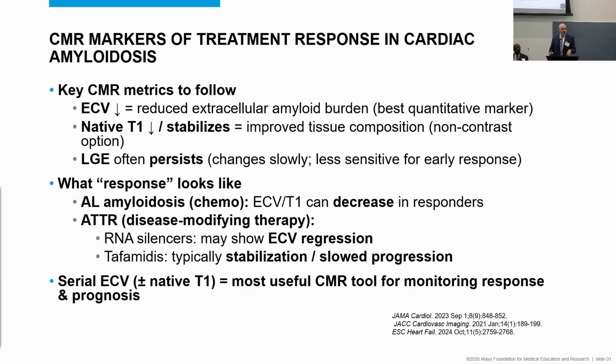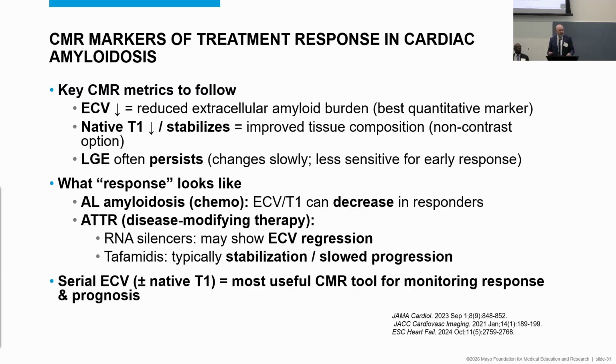So these are key metrics to follow when we're looking at individuals as a response to therapy, and this is a very hot topic. The idea is that if the person is responding to therapy, you expect that your extracellular volume is going to decrease, your native T1 is going to decrease and stabilize, and your LGE often persists, potentially slowly deteriorating.